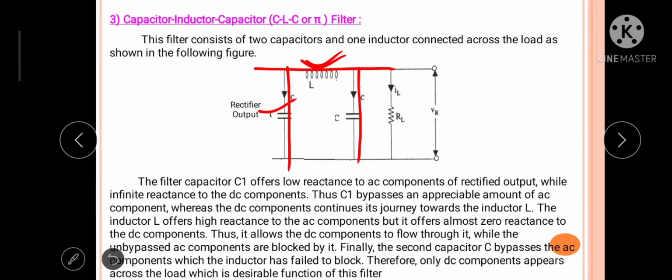And finally, the second capacitor bypasses the AC components which the inductor has failed to block. Therefore, only DC components appear across the load, which is the desirable function of this filter. And in the final stage, the charged voltage across this capacitor C2 is recharged and delivers energy towards the load, which is fully filtered out.